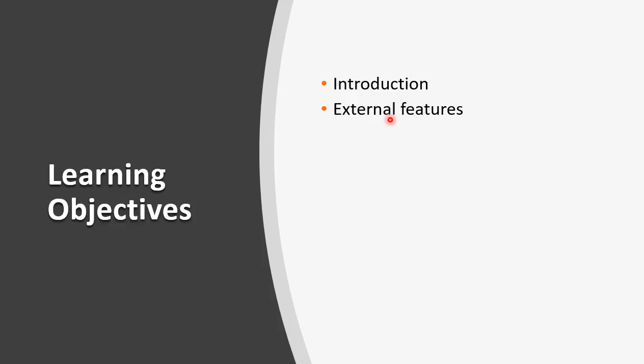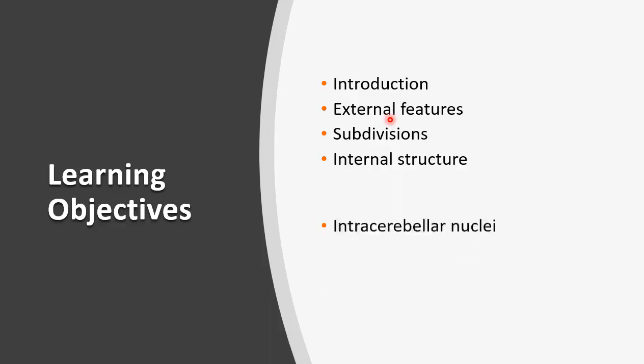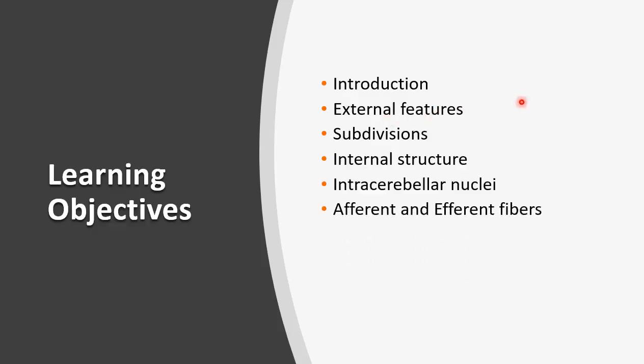Then followed by that we will discuss in detail the subdivisions or classification of the cerebellum based on its function, and then the internal structure. So the various layers in the cortex and the cells present in it we will be discussing. Then followed by the internal structure we will discuss the afferent and efferent fibers, and most importantly the intracerebellar nuclei, then the neuronal circuit of the cerebellum, and then the afferent and efferent fibers.